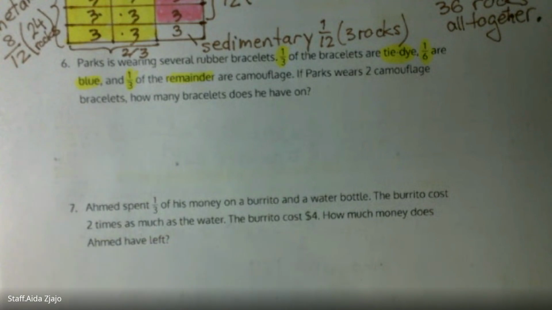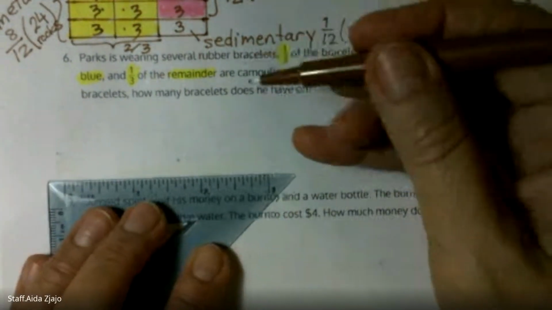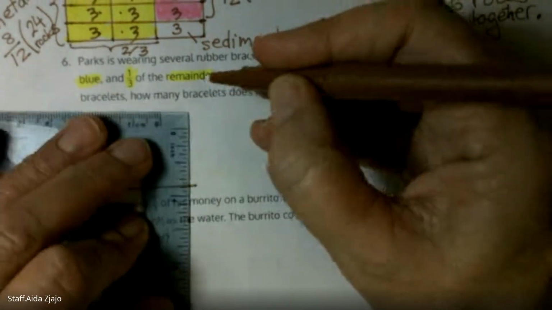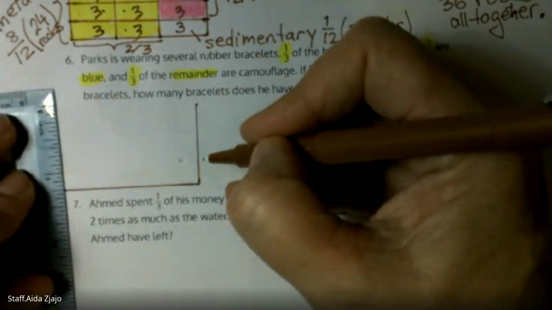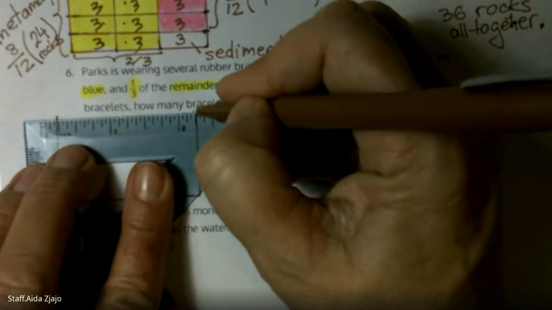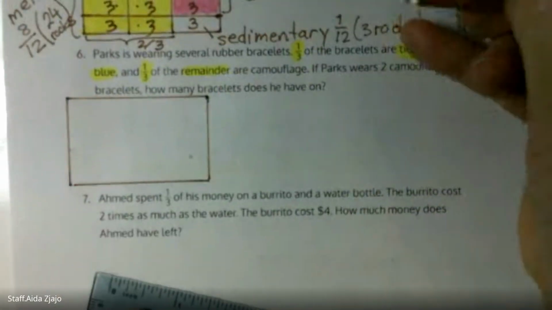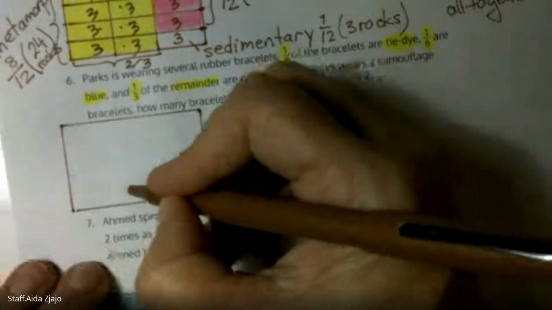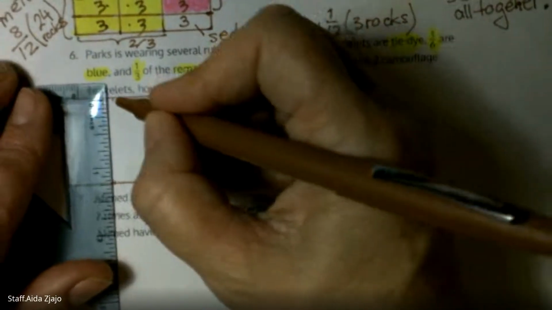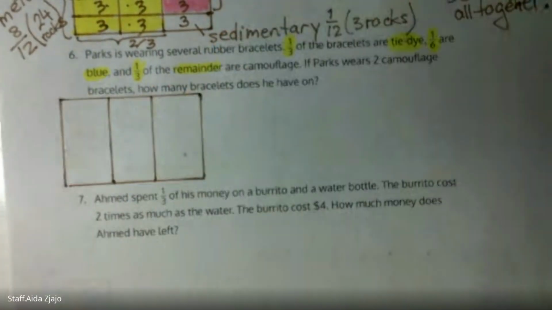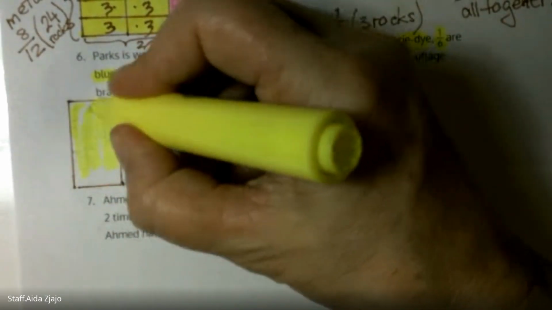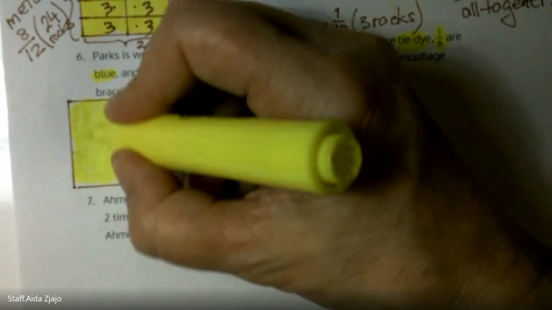So let's talk about how we can represent this. Let's see, this is the whole set of bracelets. First we need to show 1/3. So 3 pieces, and 1/3 are the tie-dye.